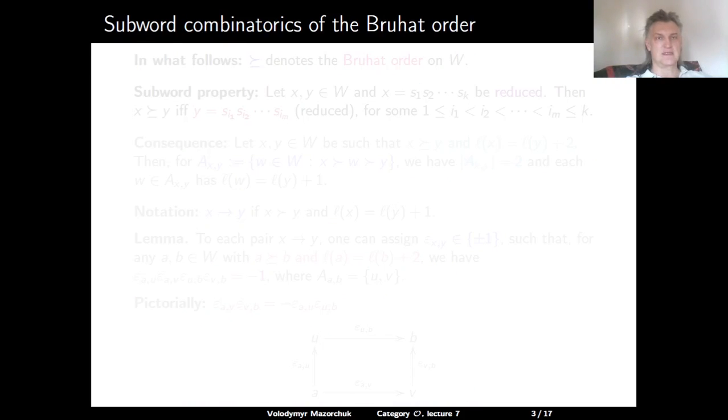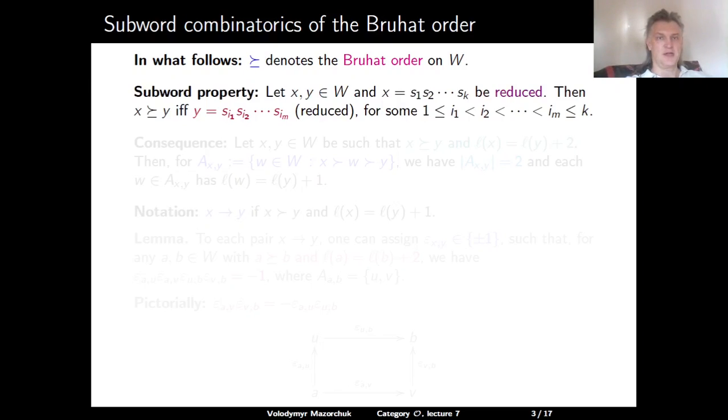So let us discuss some combinatorial properties of subwords in the Weyl group. In what follows, we denote by this symbol the Bruhat order on W. Recall the following subword property. For two elements x and y in the Weyl group W, and a fixed reduced expression of x as a product of simple reflections, we have that x is greater than or equal to y with respect to the Bruhat order, if and only if there is a reduced expression of y which is a subword of the reduced expression of x.